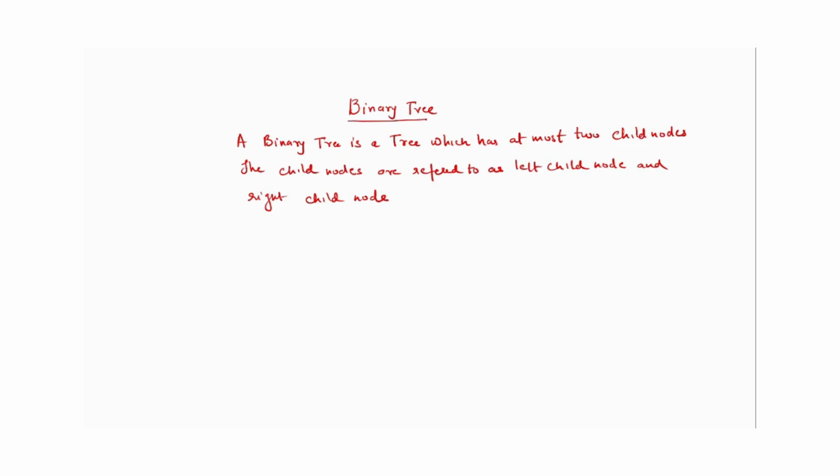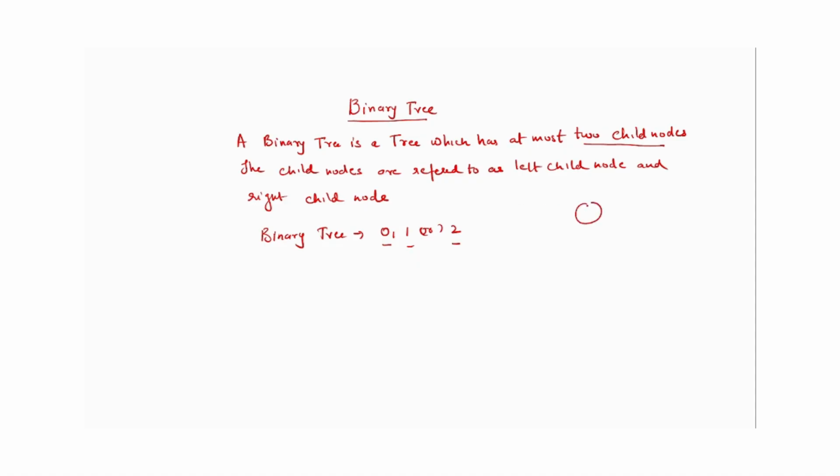So in this lecture, let's look at binary trees. A binary tree is a tree which has at most two child nodes, which means that a binary tree is a tree which has either 0, 1 or 2 child nodes. The child nodes are referred to as the left child node and the right child node.